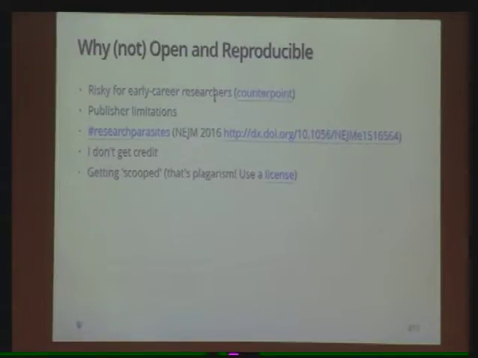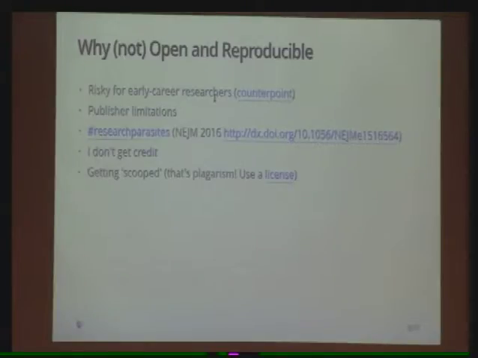I don't know if anybody has heard or seen the research parasites meme that went around. So New England Journal of Medicine published a very divisive paper about data sharing in clinical trials and basically said that if you're out sharing your data with people, they're just going to take it and run away with it and never talk to you again, and they're just parasites. So it's this very divisive, polarizing topic that, I mentioned that you don't get credit. Well, there are ways that you can get credit for it. I can talk about some of those other ones.